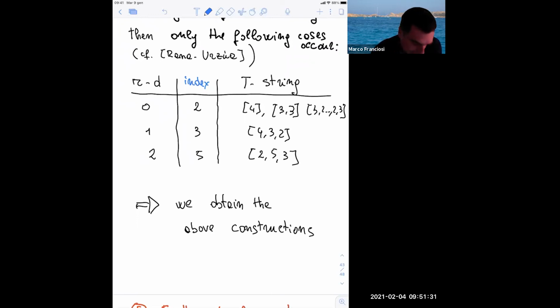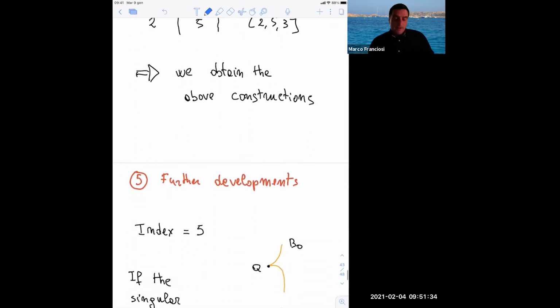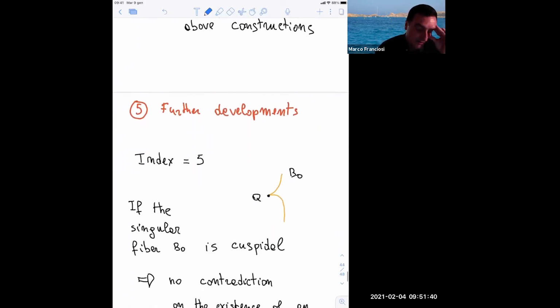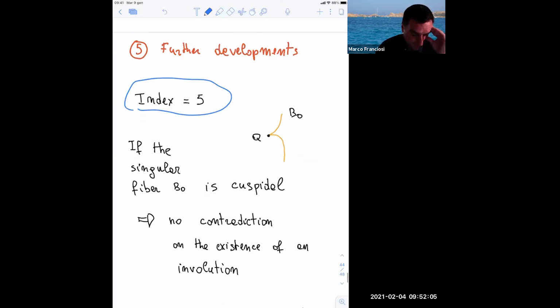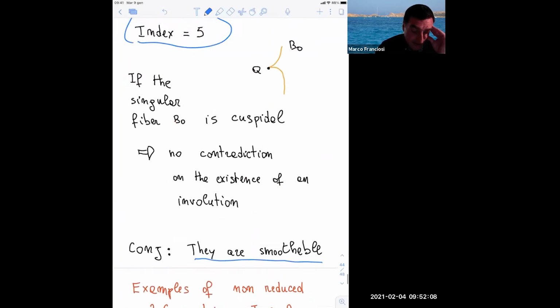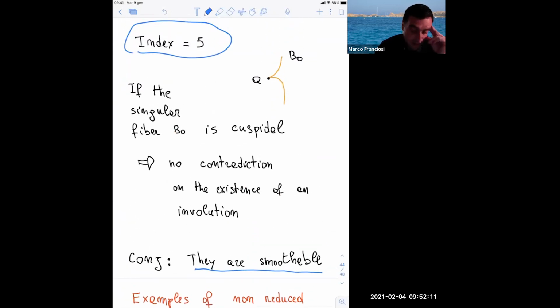Okay, in the last minutes, I will quickly talk about further developments. So for the index 5 case, we are left with the possibility of B0 being a cuspidal singular fiber. In this case, we have no contradiction on the existence of an involution. And the conjecture is that such surfaces are smoothable.